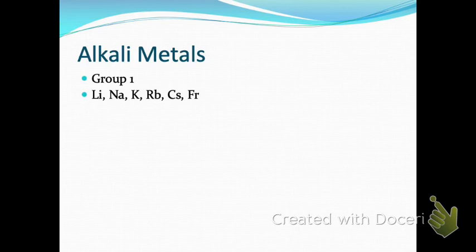Okay, so I listed off all of the different elements that are part of the alkali metal group. You don't necessarily have to write those all down. What you could do is just say, except hydrogen, right? If you wanted to do that, you could. Group 1 is all of the alkali metals except for hydrogen.